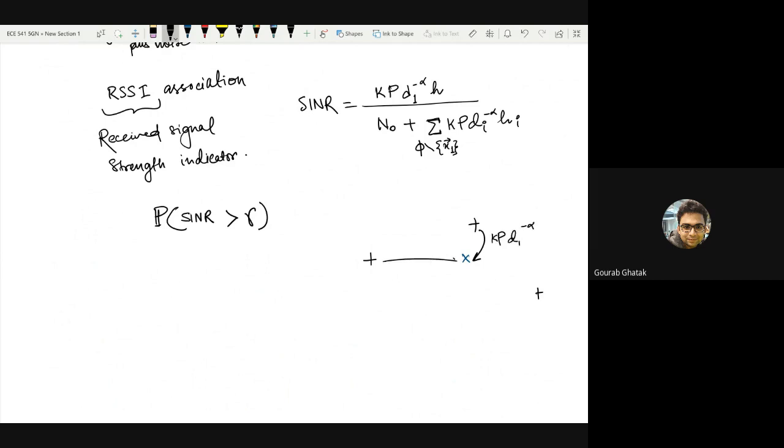Okay, this guy gives K P D2 to the minus alpha. However, remember that instantaneously it might happen that this plus gives you a higher received power than this plus. Why? Because of this fast fading. This guy has multiplied H2 with it, and this guy has multiplied H1 with it, which models the fluctuation of the instantaneous power about its mean, right? So it might happen that sometimes this guy is instantaneously giving you a higher received power.